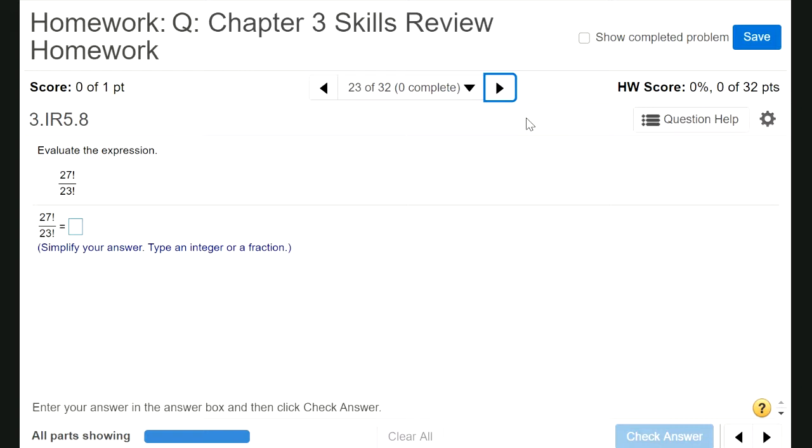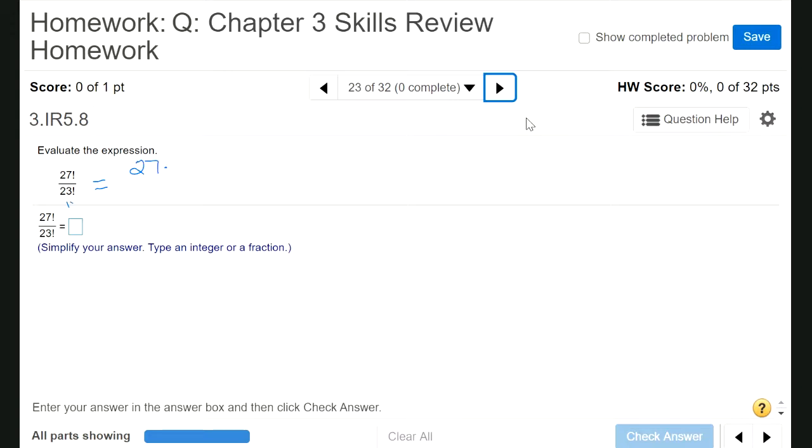Now notice this is a factorial expression, and we're going to get answers like this to some of our problems in chapter 3. So that's why we're going to practice this now. What I want to show you here is that there's an easy way to do this when you're dividing a factorial by another factorial, especially when the top one is bigger. On that top one, 27, I'm not going to count all the way down to 1. I'm going to count down to 23.